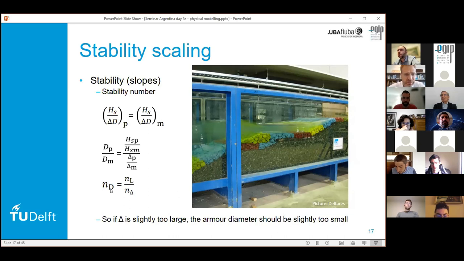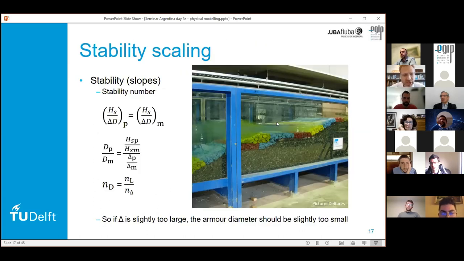And if we work it out, you will see that the diameter scale, so the diameter of the rock, should scale exactly as the length scale. That is what you would expect, because the diameter is also a length. But we do have also a density scale, because forces are involved. And then you see that this delta is the submerged relative density. For instance, the water in our models is typically fresh, and in the sea it is salt. So there's a little bit more buoyancy in salt water. And that's why in fresh water we need to use a little smaller rock to have the correct weight for the stability of these rocks. And the rocks are so irregularly shaped that you don't see a 5% difference in the diameter.